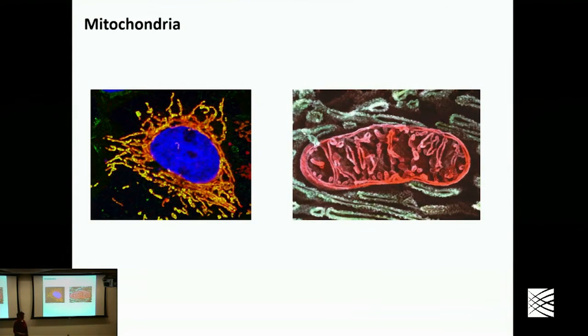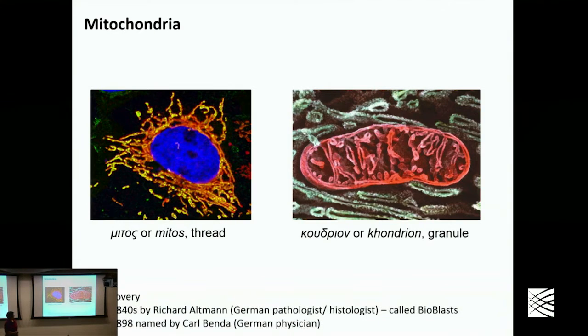Okay, so mitochondria. The name comes from the Greek word mitos, because they look thread-like, or chondrion, which looks like a granule. So very early on, people realized that these both look like threads and granules. These were discovered by beautiful studies in the 1840s. The initial founder called them bioblasts, and they were renamed in 1898 to mitochondrion because of these two states.